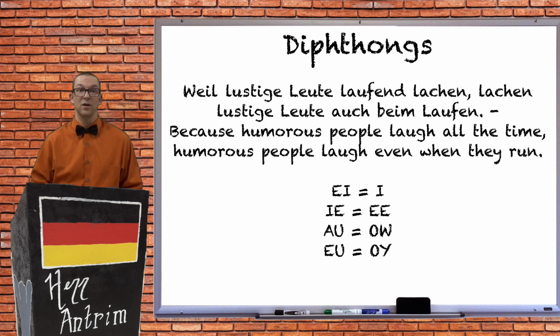Diphthongs. Weil lustige Leute laufend lachen, lachen lustige Leute auch beim Laufen. In this one you get a few diphthongs as well as a few vowel sounds on their own. It's in the transition between them that makes it difficult. Don't forget that EI is pronounced I, and IE is pronounced E. Also, AU is ow, and EU is oi.